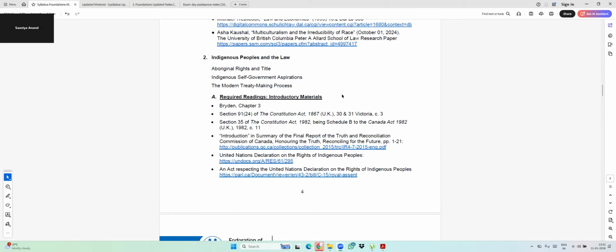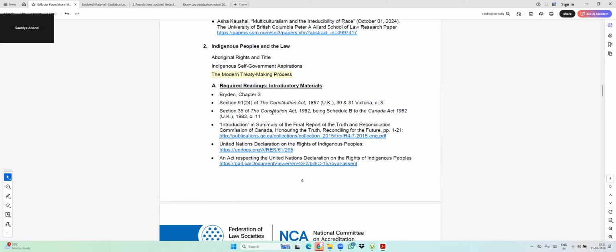So here the topics are Aboriginal rights, title, and indigenous self-government. This is one, and the modern treaty making process. Do you remember, I told you the treaty making process is important, and this is just about the process, and there is an article about it. So that's also theory.